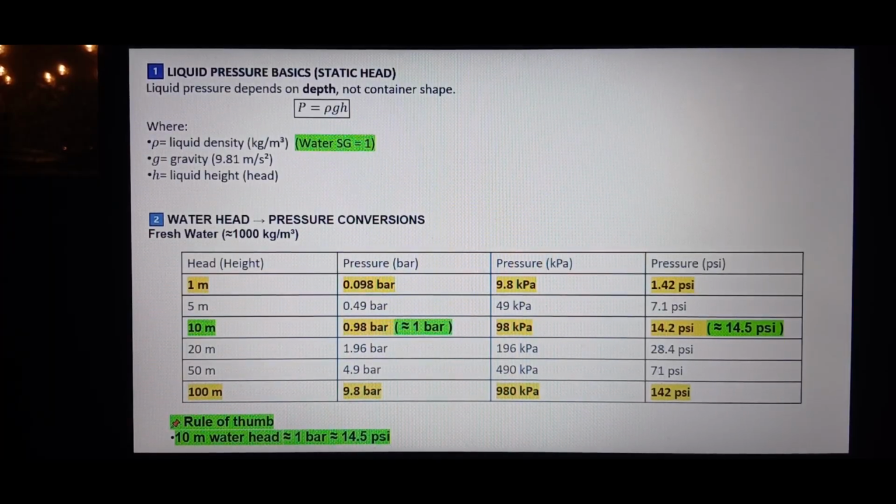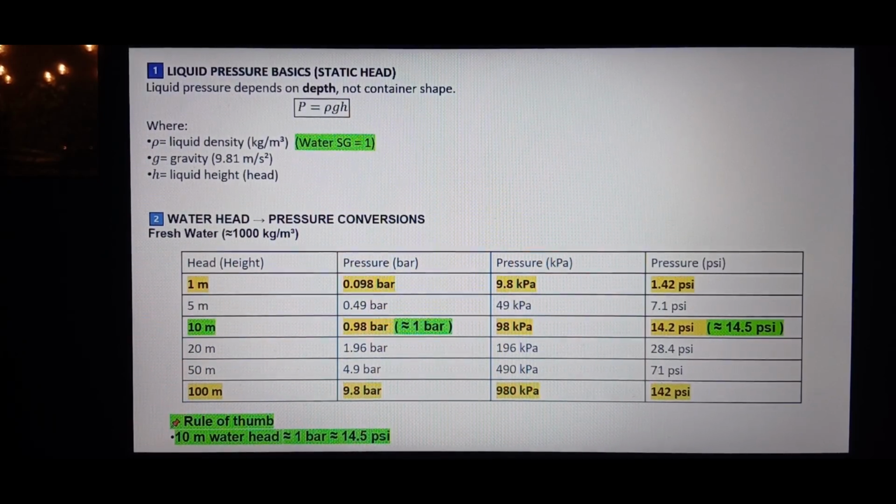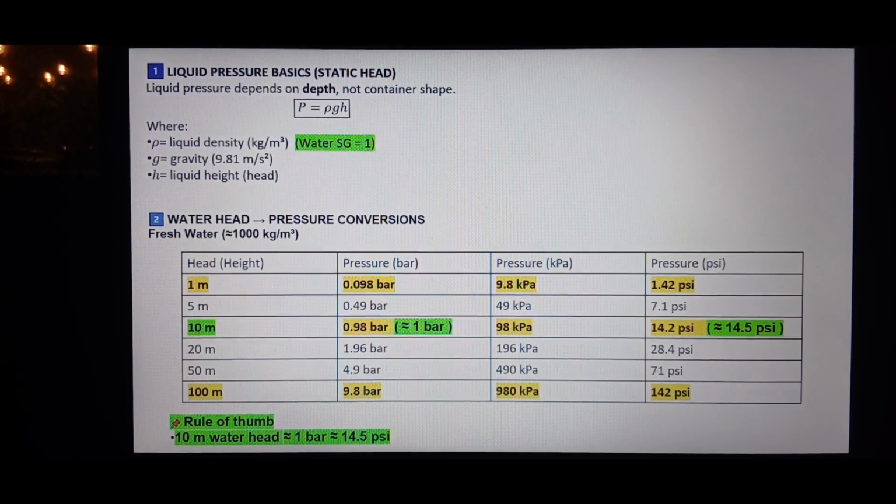Let's take a look at some water head pressure conversions. 1 meter of water equals 0.098 bar. In kPa, it would be 9.8. In psi, it would be 1.42 psi. 5 meters of water would be 0.49 bar, which is 49 kPa, and that's the same as 7.1 psi in imperial.